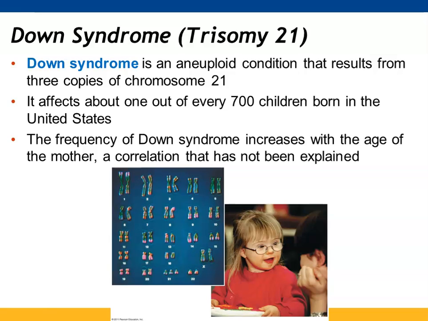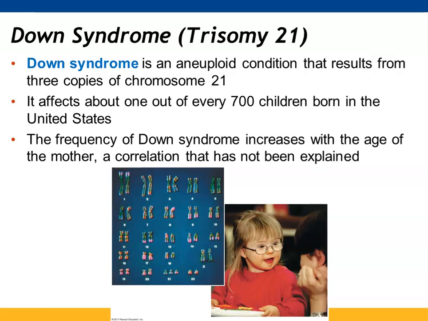There are some intellectual deficits, physical benchmarks that are not met. One of every 700 children in the U.S. has Down syndrome. There has been seen to be an increase in frequency of Down syndrome with the age of the mother. It's not truly known what is the cause behind that.